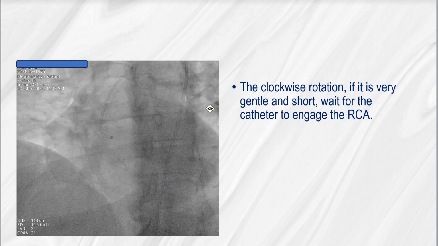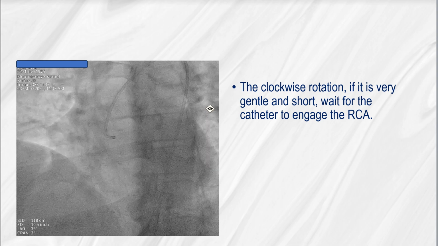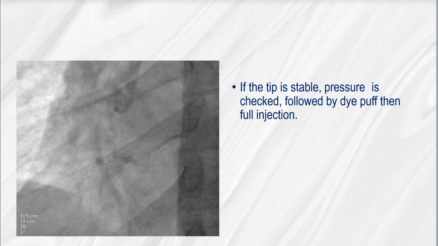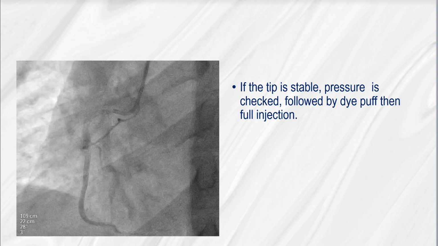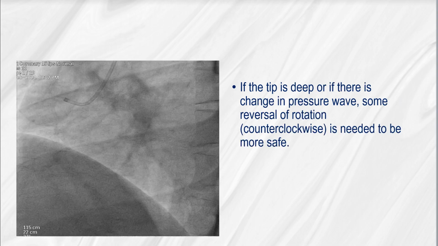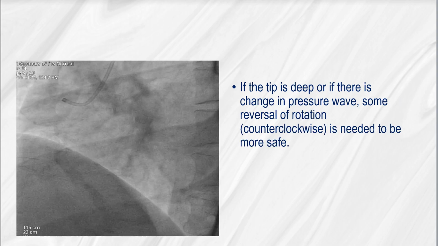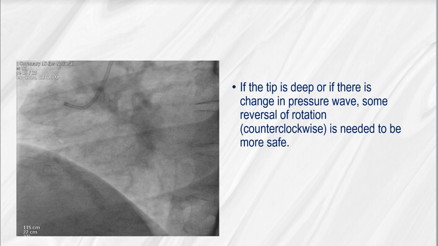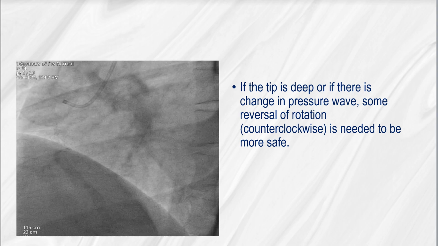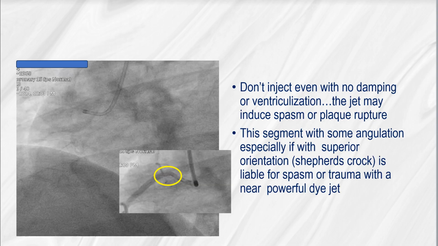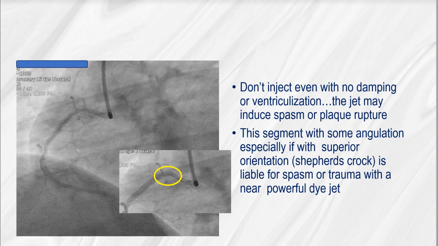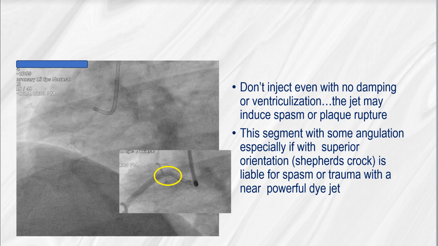The clockwise rotation, if it is very gentle and short, wait for the catheter to engage the RCA. If the tip is stable, pressure is checked, followed by dye puff, then full injection. If the tip is deep, or if there is change in pressure wave, some reversal of rotation counterclockwise is needed to be more safe. Don't inject, even with no damping or ventricularization. The jet may induce spasm or plaque rupture.